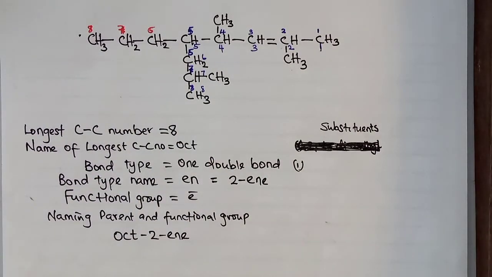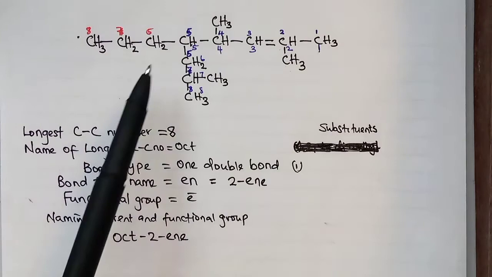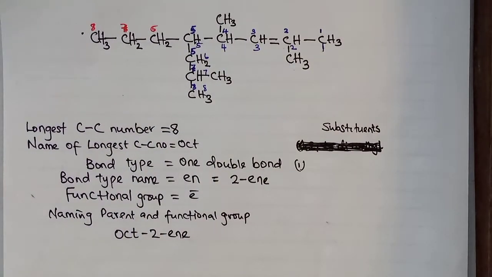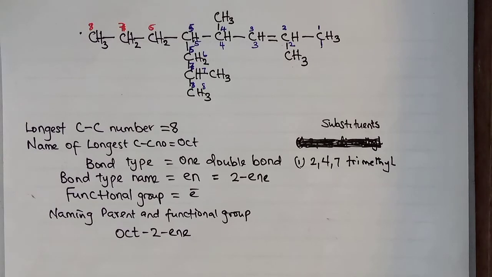Therefore we are having 3 methyl. One is at position 2, one at position 4, one at position 7. So we have 2, 4, 7 trimethyl. Tri because there are 3 methyl groups there.